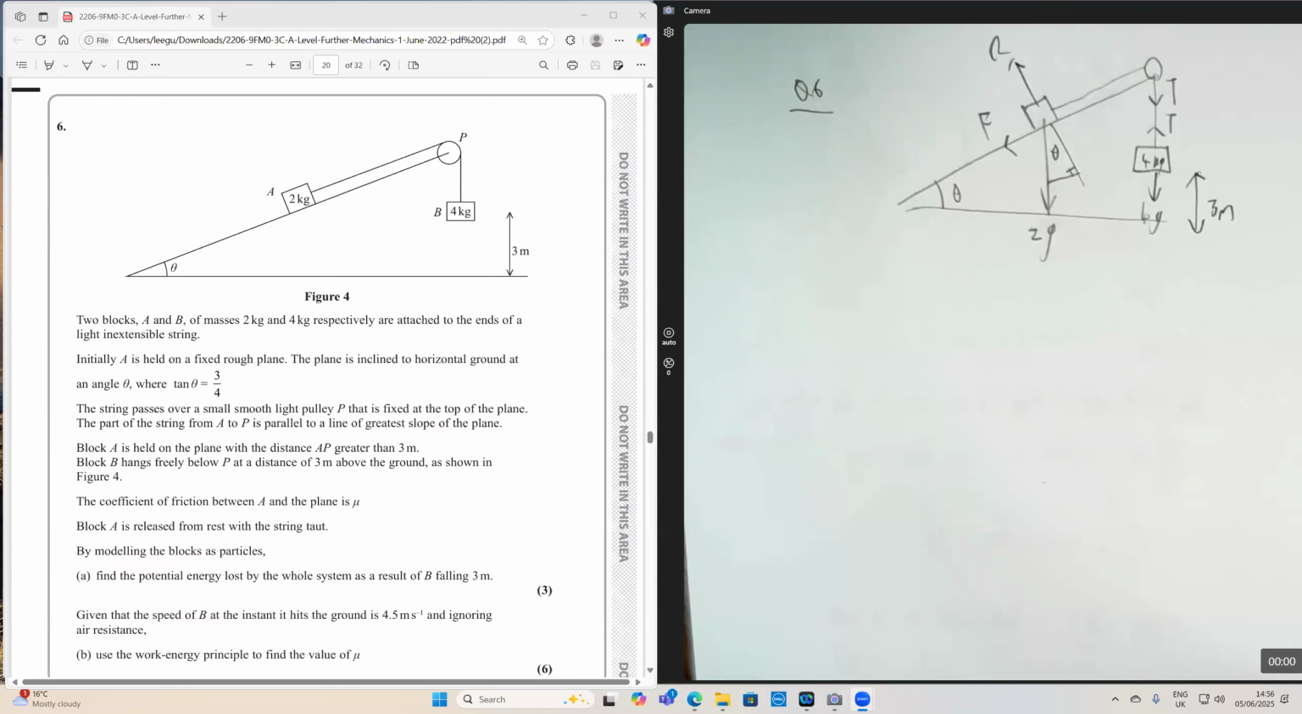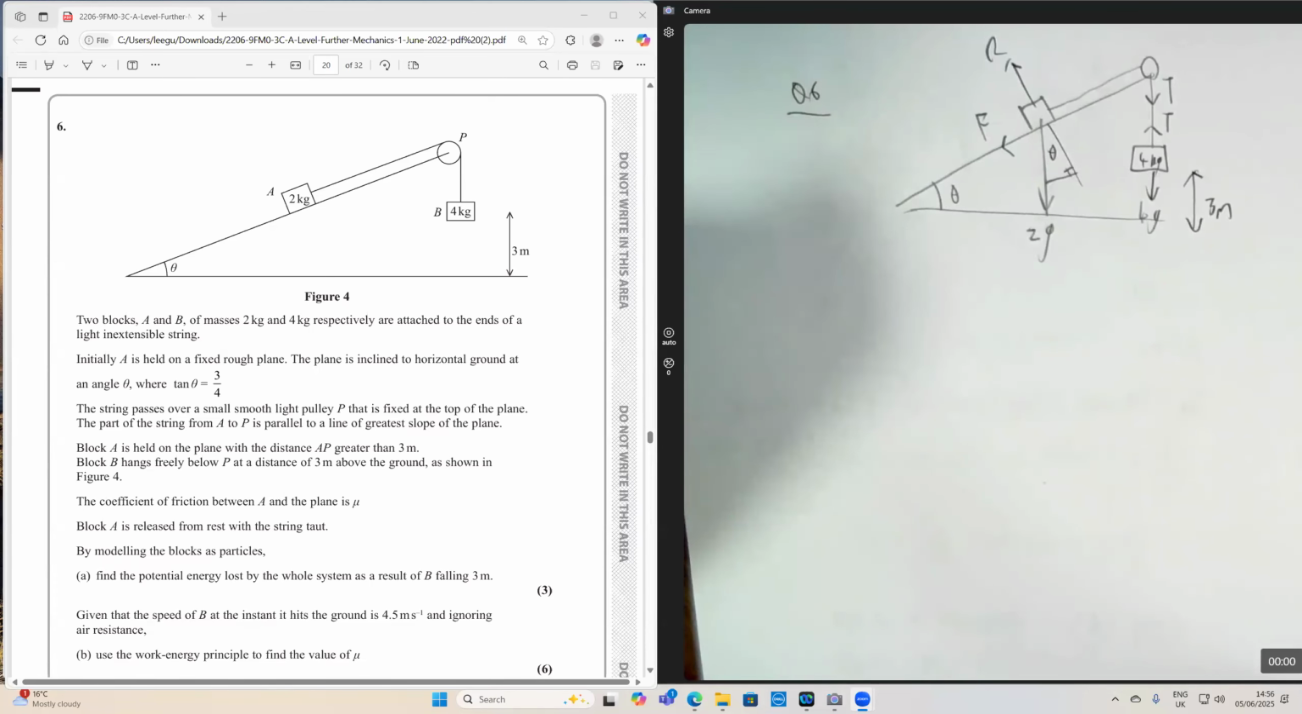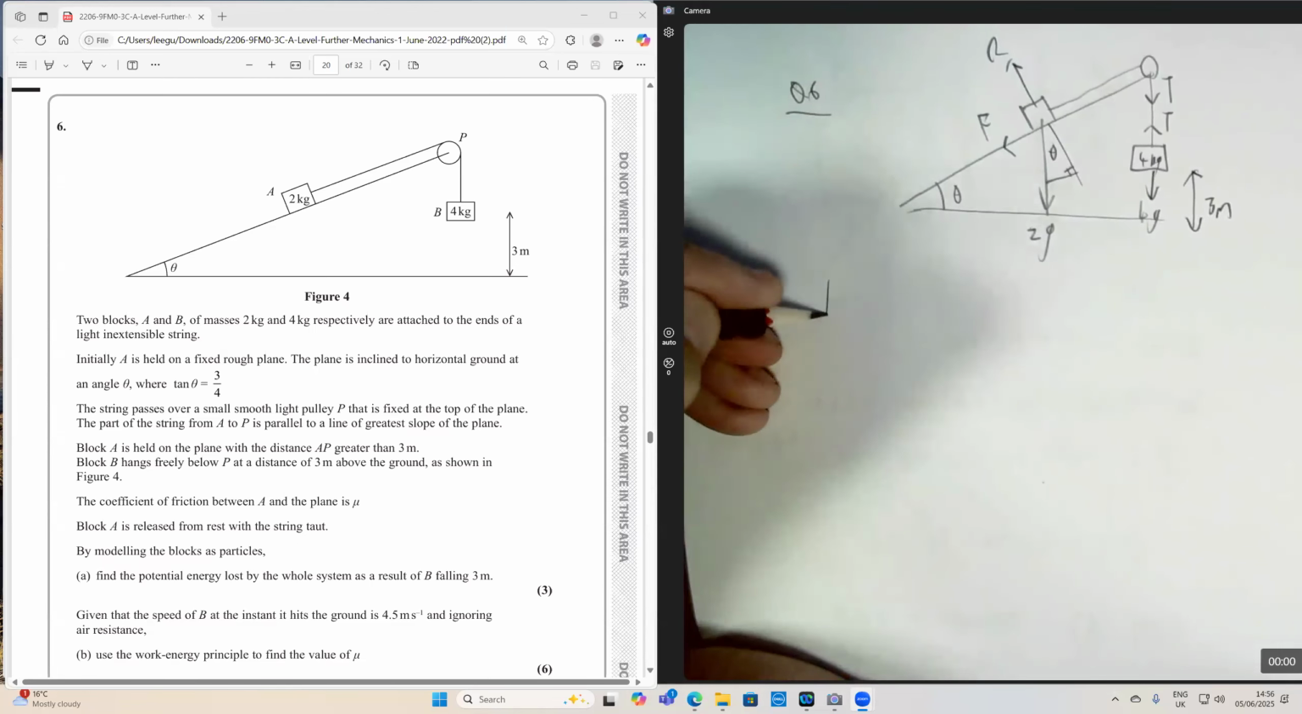The coefficient of friction between A and the plane is mu. The block A is released from rest with the string taut. By modeling the blocks as particles, find the potential energy lost by the whole system as a result of B falling 3 meters. Okay, so first of all, let's work out the total loss in gravitational potential energy.